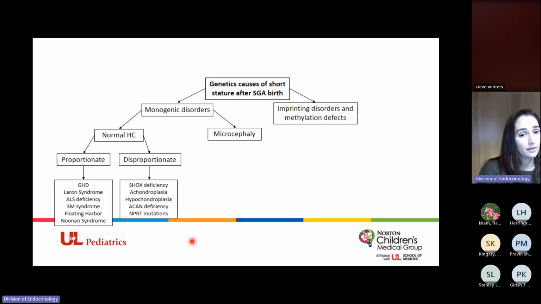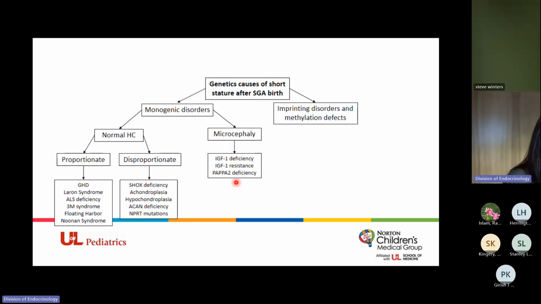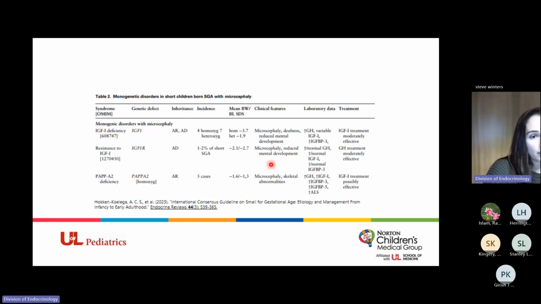Now, those that have microcephaly, those tend to be more severely affected and are very small at birth. So in this group, we have IGF-1 deficiency caused by mutations in the IGF-1 gene, IGF-1 resistance due to mutations in the IGF-1 receptor, and then PAPI-2 deficiency, which is really rare, and there's only a handful of cases.